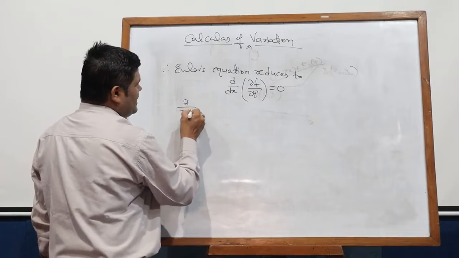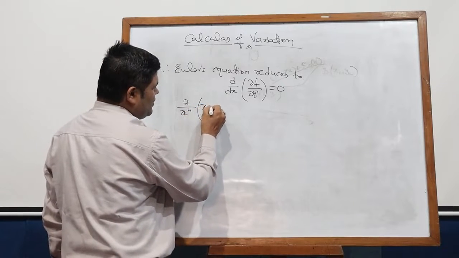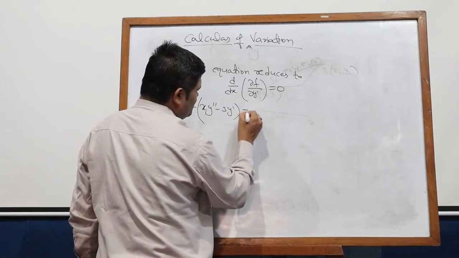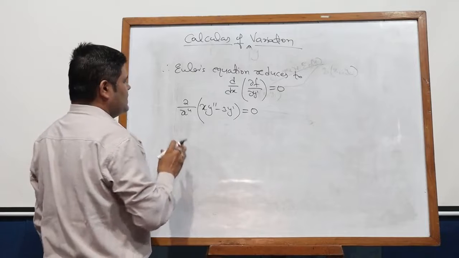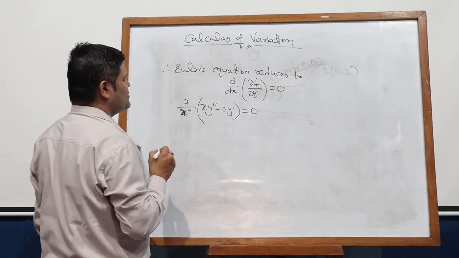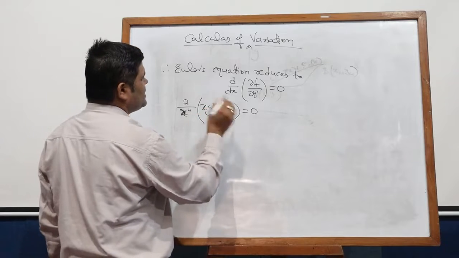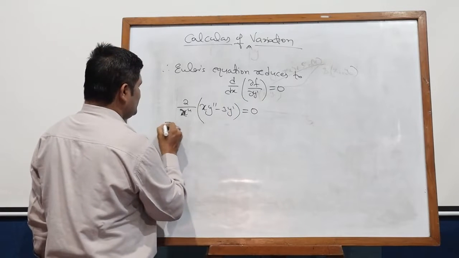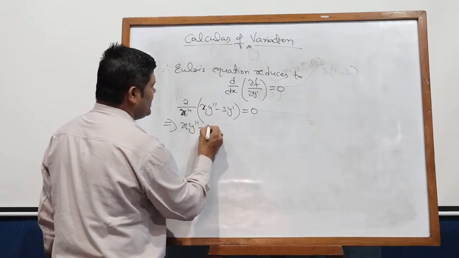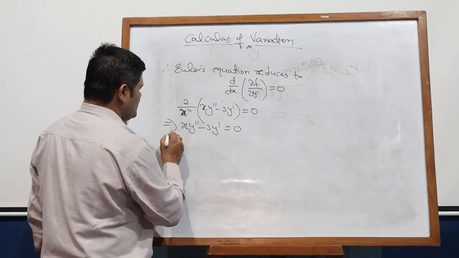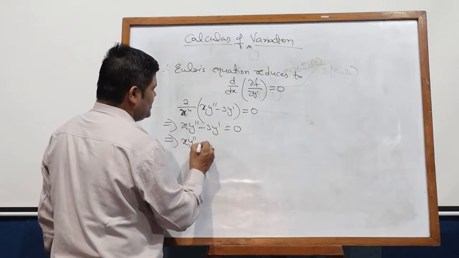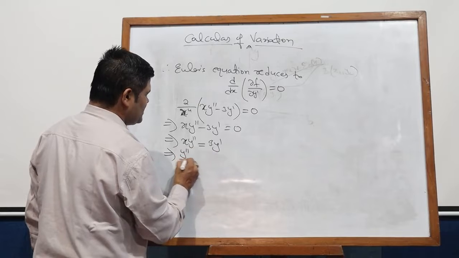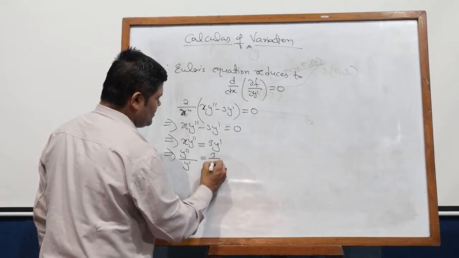Here, 2 upon x raised to the power 4, and x y double dash minus 3y dash is equal to 0. Okay, we are going to solve this. This is x raised to the power 1 upon x raised to the power 4, x y double dash minus 3y dash equals 0. Okay, we move this to 0, then we have x y double dash minus 3y dash equals 0. After that, x y double dash is equal to 3y dash. After that, y double dash upon y dash is equal to 3 upon x.